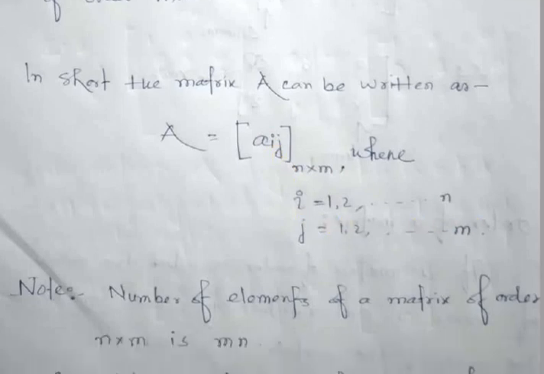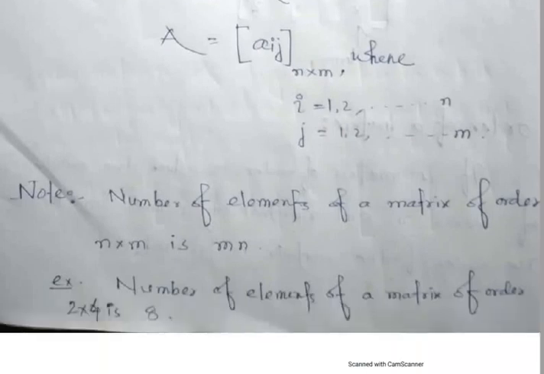Now, the number of elements of a matrix of order n by m is n into m. That means if a matrix contains n rows and m columns, then the number of elements will be n into m. Similarly, if we consider a matrix of order 2 by 4, that means 2 rows and 4 columns, then the number of elements will be 2 into 4, that is 8.